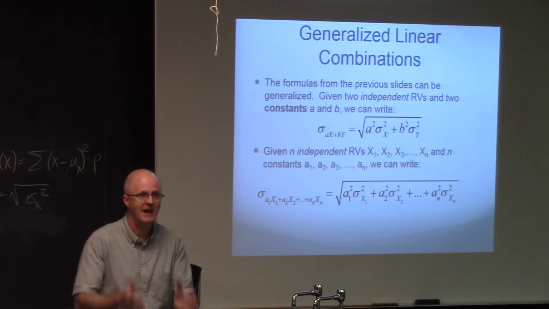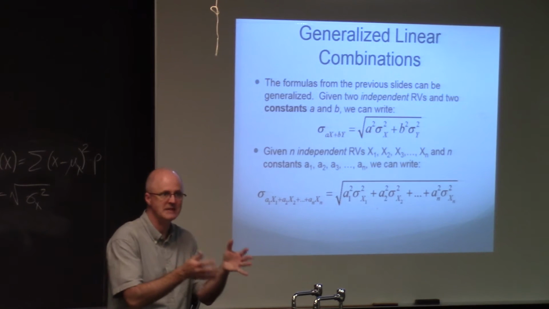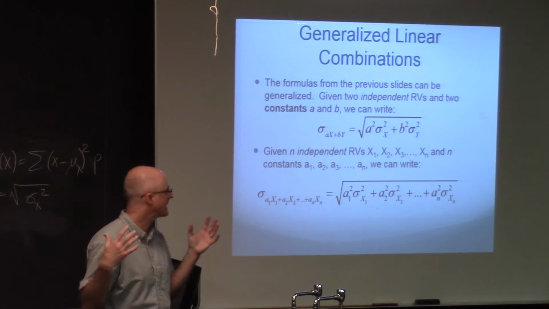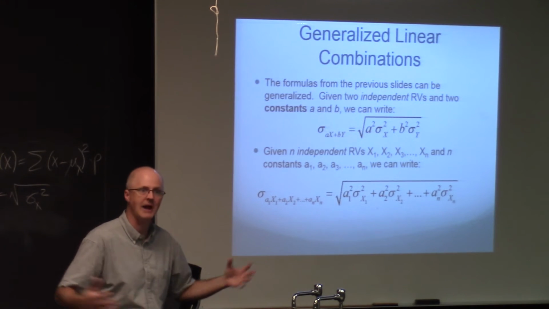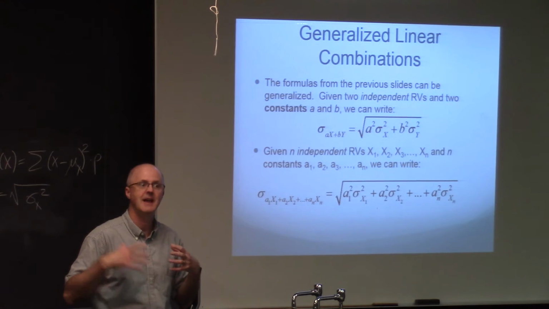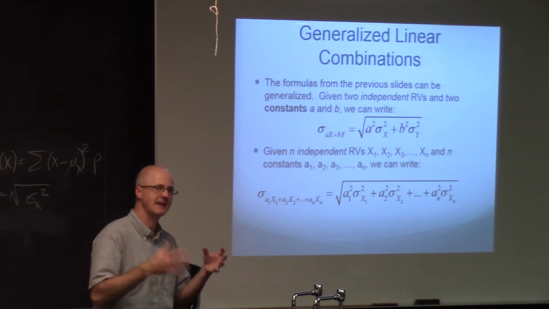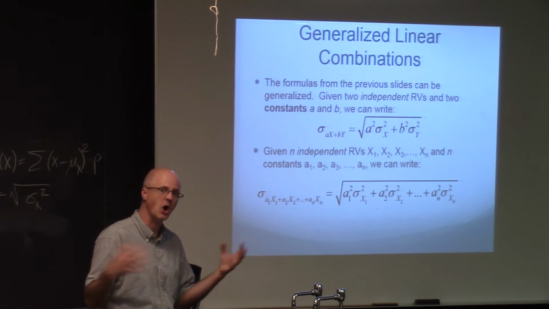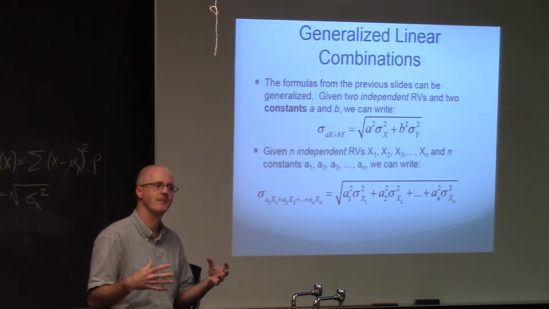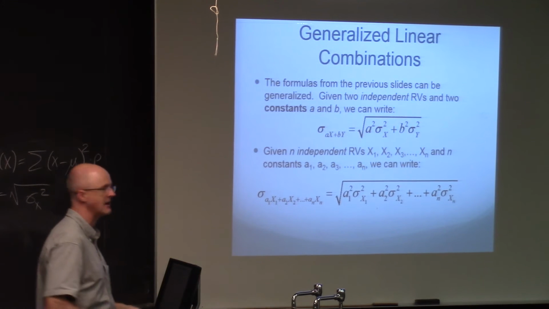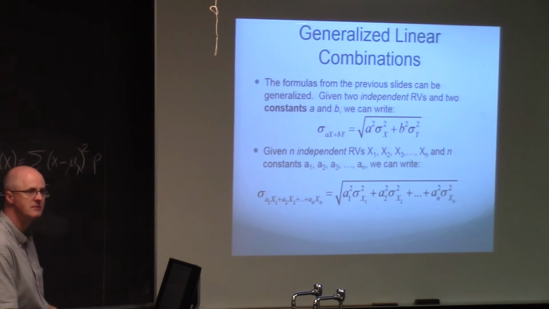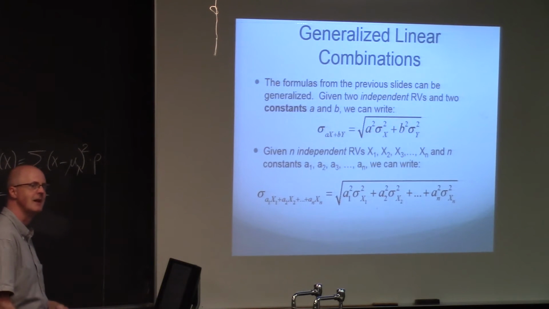Again, for the example, A is 7,000, B is 25,000, and the combined variable AX plus BY is the combined total cost. X plus Y itself is the total number of weeks. 7,000X plus 25,000Y is the total cost. And that would be the standard deviation of that combined variable, the total cost. Okay? Again, assuming X and Y are independent.